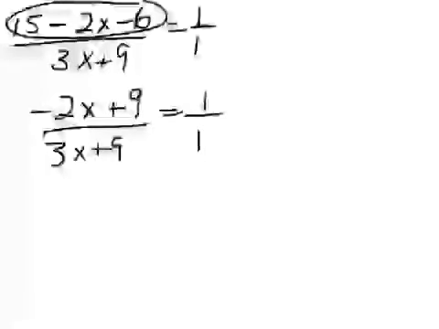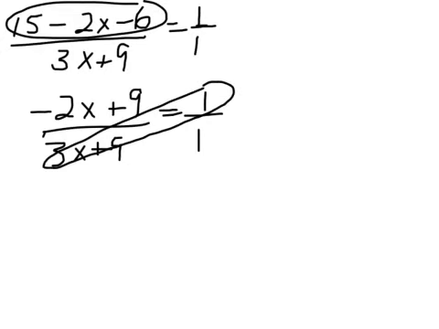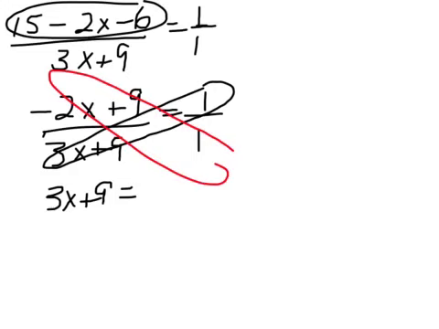Not. When you cross-multiply, you get 1 times 3x plus 9 is 3x plus 9. Put your equal sign down, and when you go do the other diagonal, it's just 1 times negative 2x plus 9, which is just negative 2x plus 9, right? So that cross-multiplying was really easy to do. What should I do now?